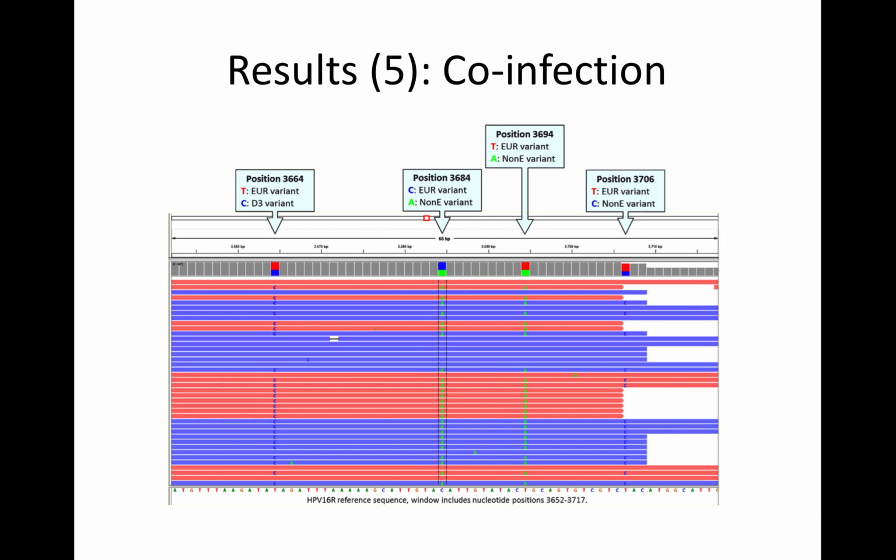Due to the depth of sequencing data, this study was also able to tell when one sample was co-infected with 2 HPV-16 variants. This was demonstrated using the IGV software, and could demonstrate consistent variations for 2 variant lineages at specific nucleotide positions.